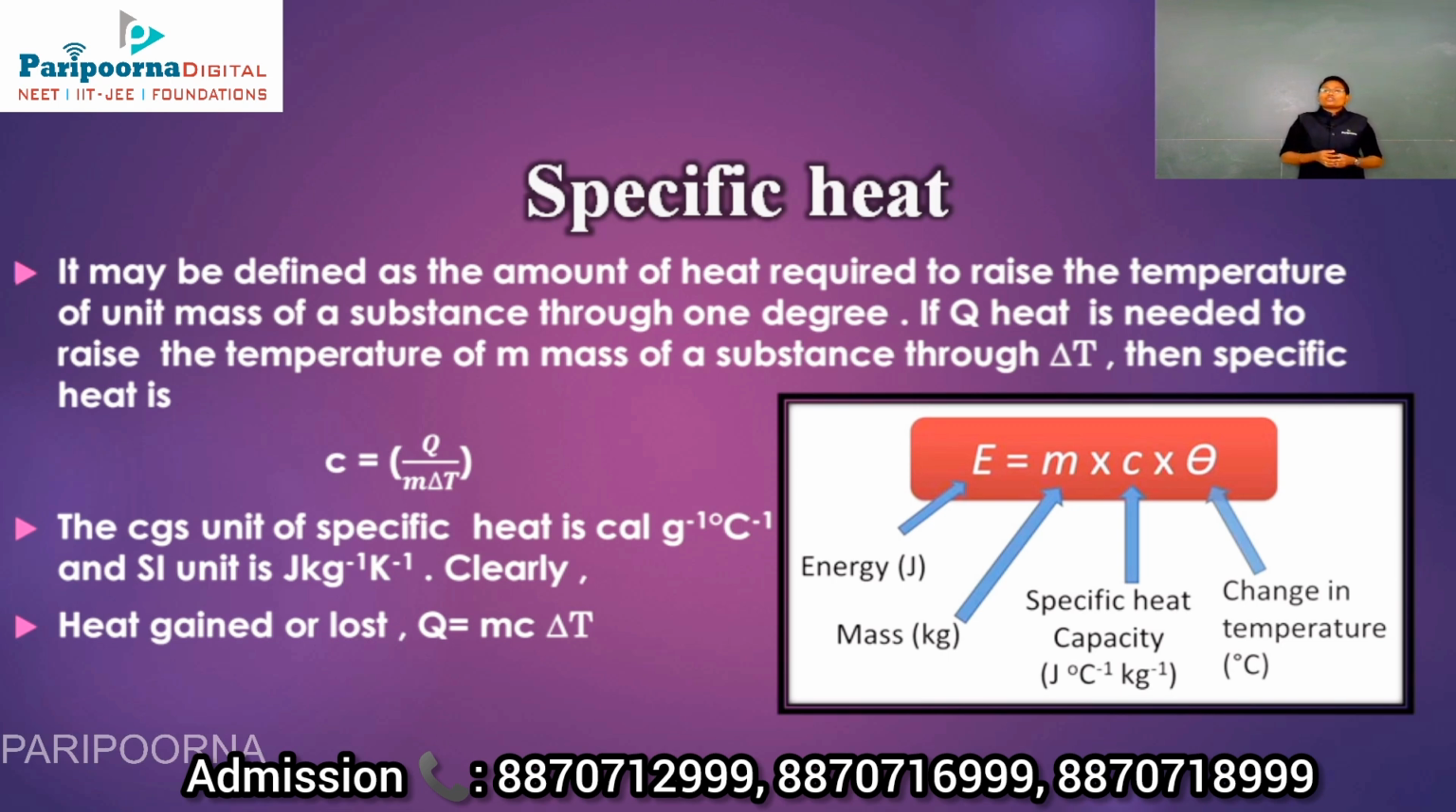The CGS unit of this specific heat is calorie gram inverse degree Celsius inverse. In the SI unit, it is joule kilogram inverse K inverse, and we can say clearly that the heat gained or lost will be Q is equal to M C del T. Therefore, E is equal to M into C into theta, where E is the energy, M is the mass, C is the specific heat capacity and theta is the change in temperature, which here we have represented as del T.